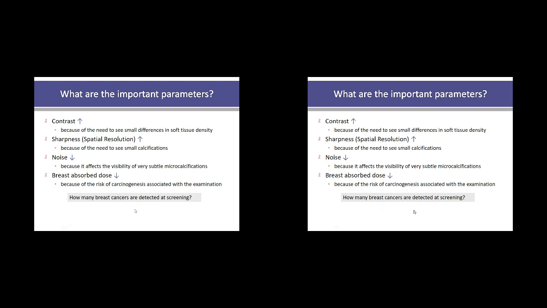Now I put this question in, how many breast cancers are detected at screening? I wouldn't really expect anyone to know, and you'll probably be surprised how low it is. Even though over a lifetime 1 in 8 women develop breast cancer, within an individual screening round, they only detect about 7 breast cancers per 1,000 women screened. So that's less than 1% of the population at the time of their screening appointment will actually have a breast cancer detected. More than 99% of that screening population are disease-free. And so that's why it's so important to keep the breast absorbed dose as low as we can, while making sure, number one, that we do meet all of these image quality requirements.